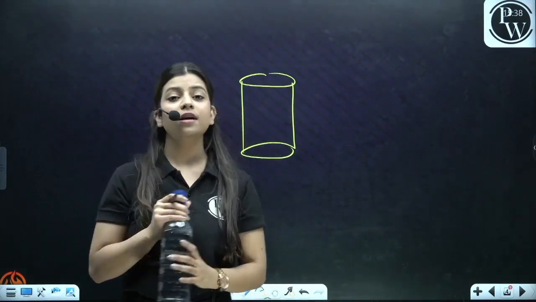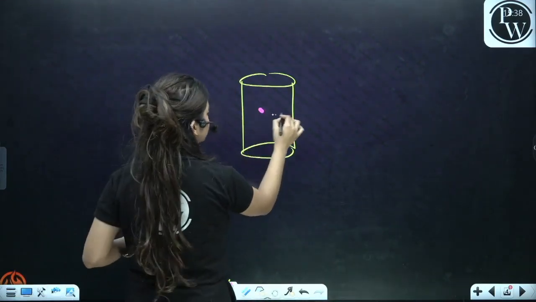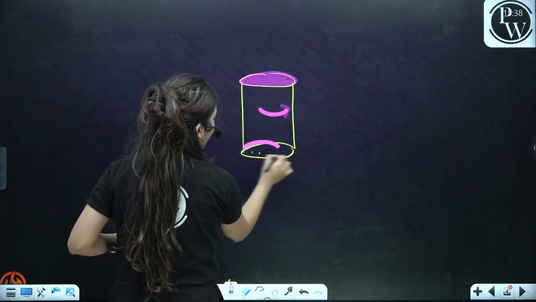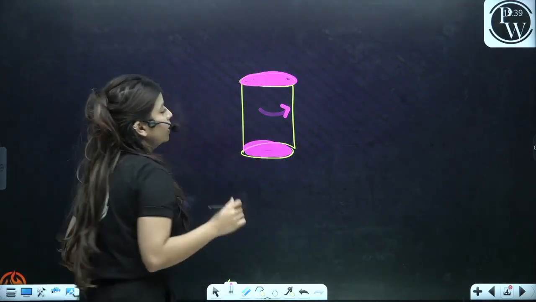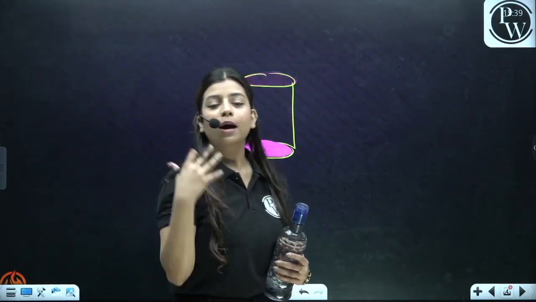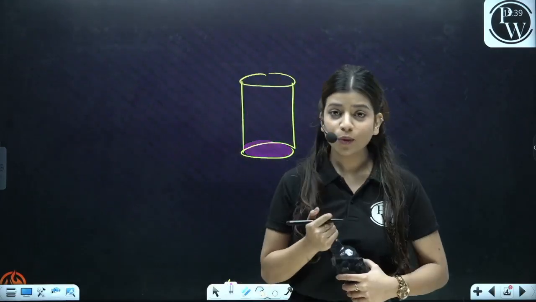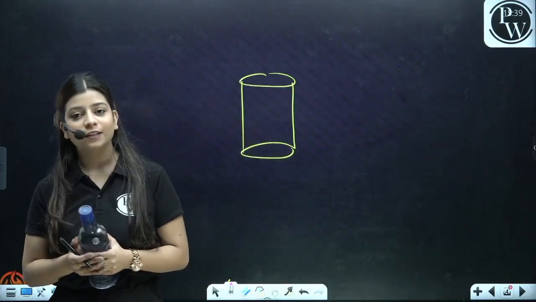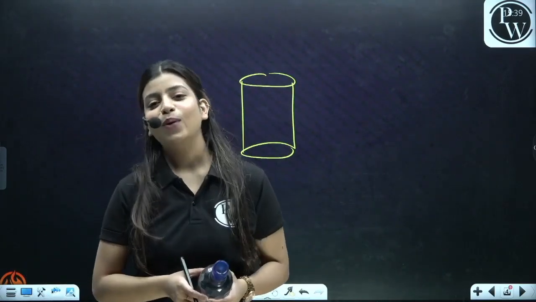So in the total surface area, along with this curved portion, I will be including this upper circle and this lower circle. So in total surface area, both of the above circular faces will be included, and that will form out your total surface area.